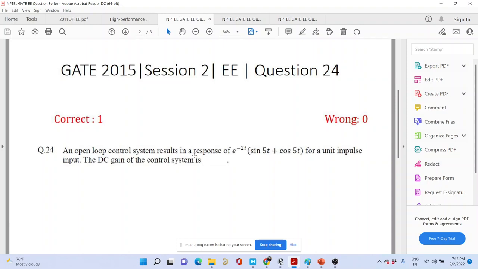Transfer function is defined as the Laplace transform of the output divided by the Laplace transform of the input, assuming initial conditions are equal to 0. This is what transfer function is. What do you want to know about transfer function?